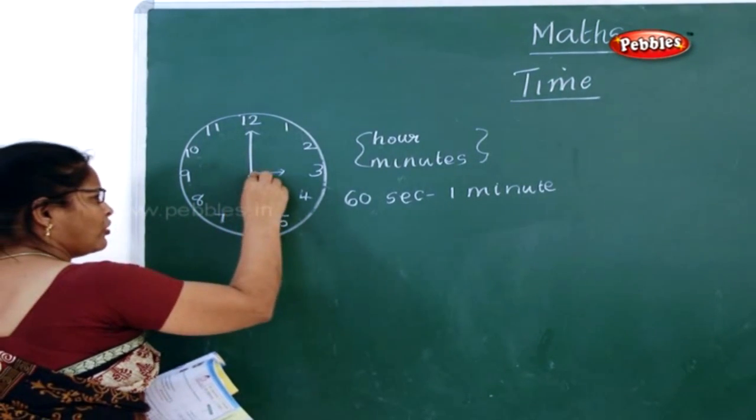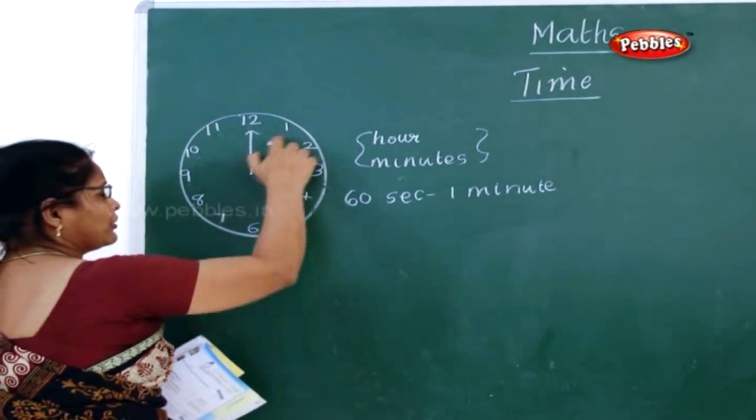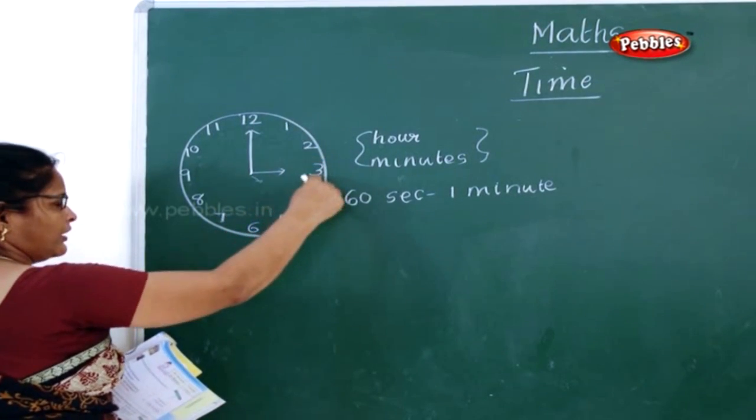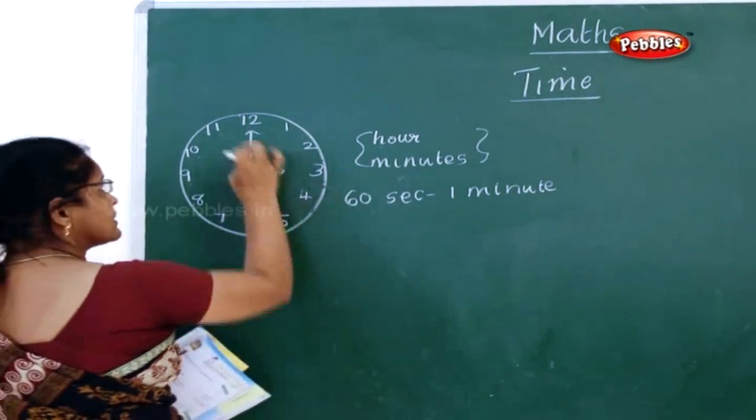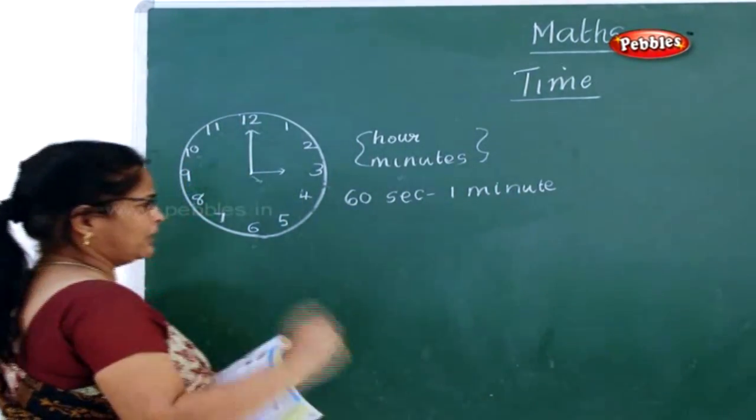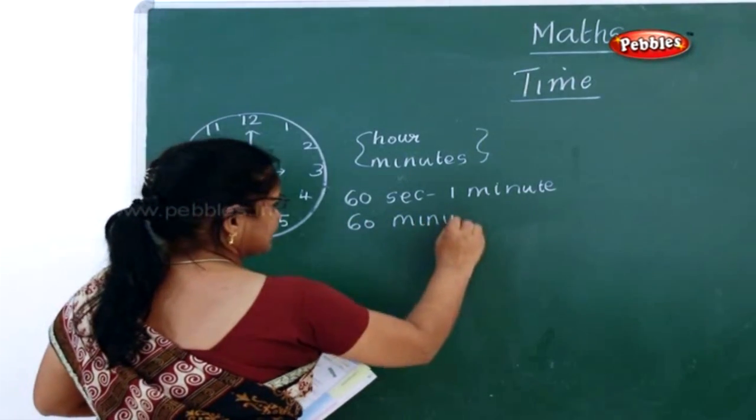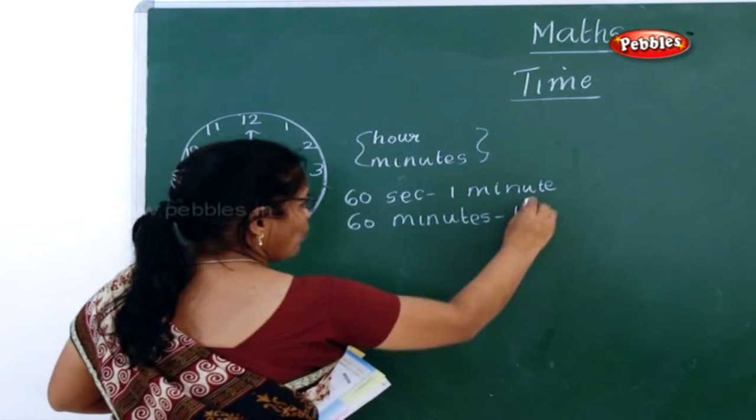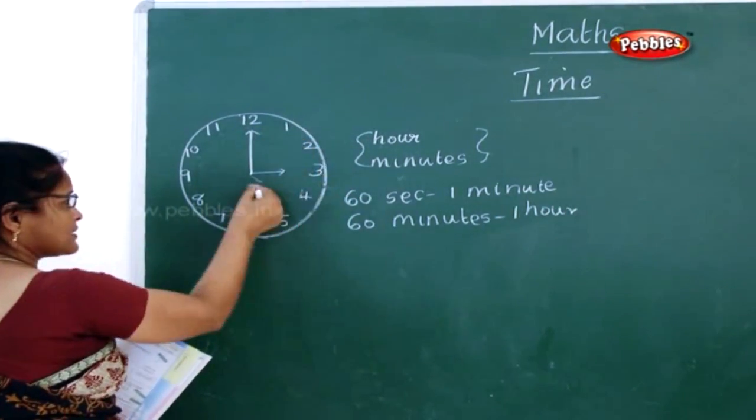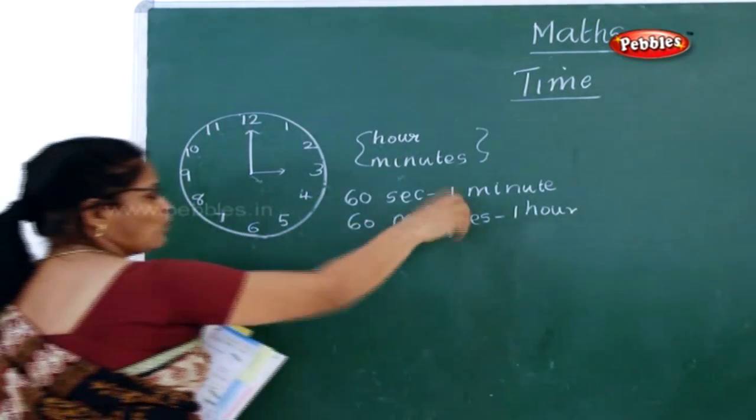You will have one small red finger. It will start rotating: 5, 10, 15, it keeps moving. So once it stops here after 60 seconds, it means 60 seconds make 1 minute. Now 60 minutes will make 1 hour. So as I told you, when this small thing starts going on, 60 seconds make 1 minute.